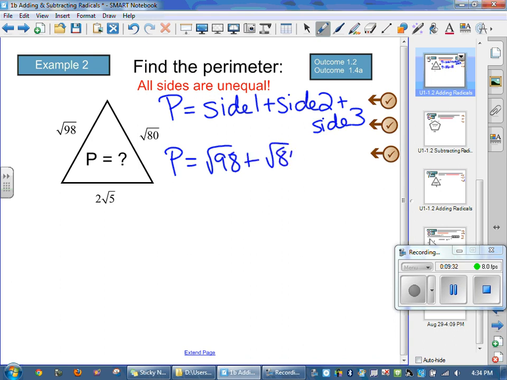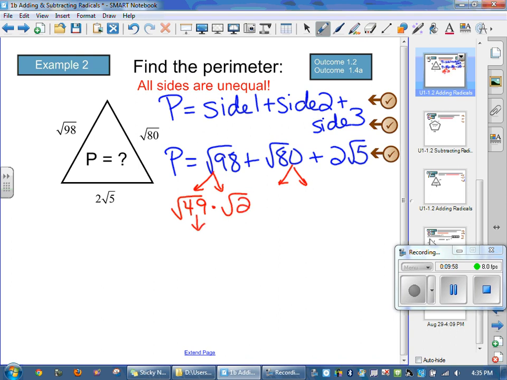Now 2 root 5 is already broken down. It is a mixed radical in simplest form. So the only two I need to break down are root 98 and root 80. I can break them down into mixed radicals. Root 98 becomes root 49 times root 2. Root 49, I take the perfect root of that, I get 7 root 2.